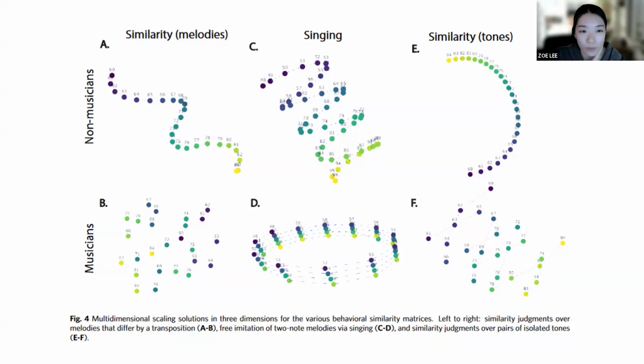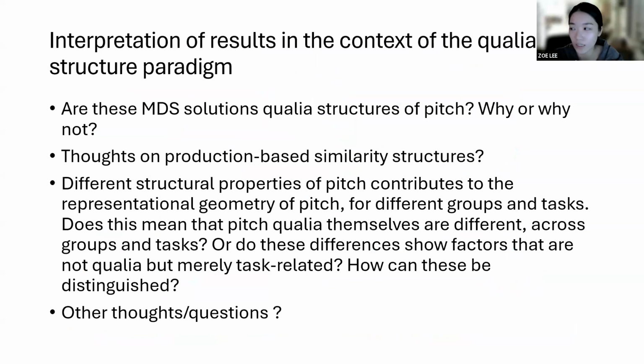Yeah, so I found this paper to be very cool because it directly shows you these different geometries that can arise across groups and across tasks. And of course, although this paper wasn't explicitly framed within a qualia structure paradigm, I think for our interest, it's good to discuss how we can interpret these observations in the context of qualia structures. So do these MDS solutions represent qualia structures of pitch?